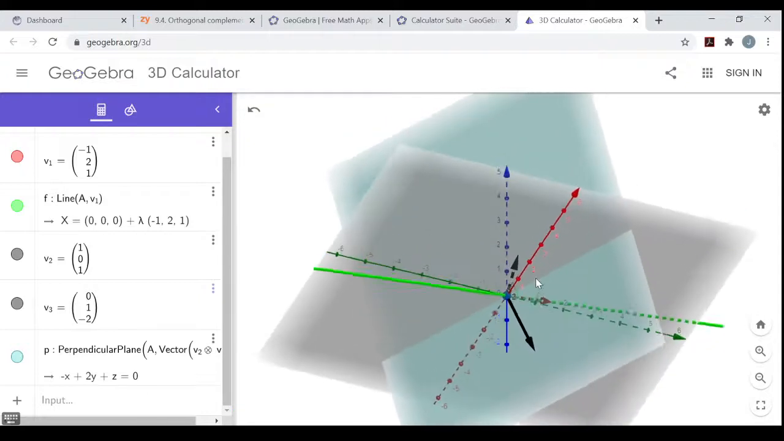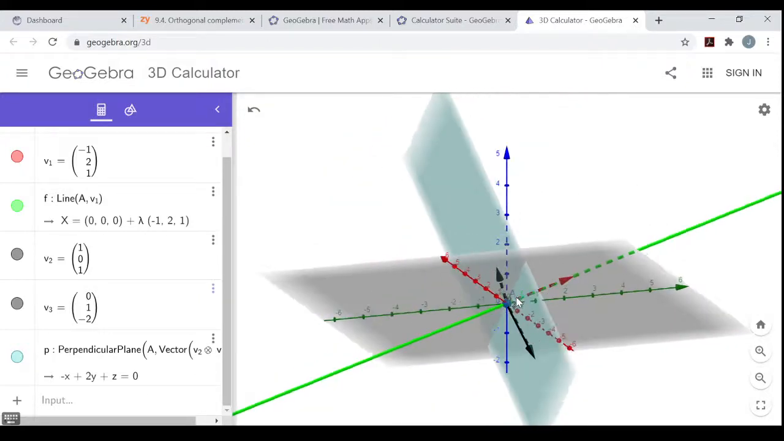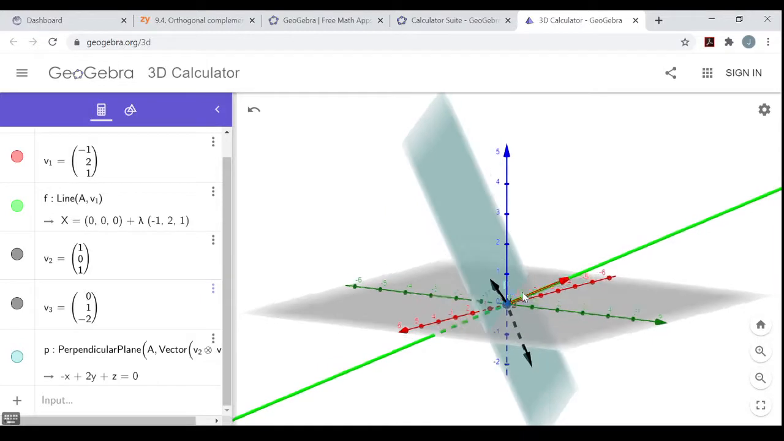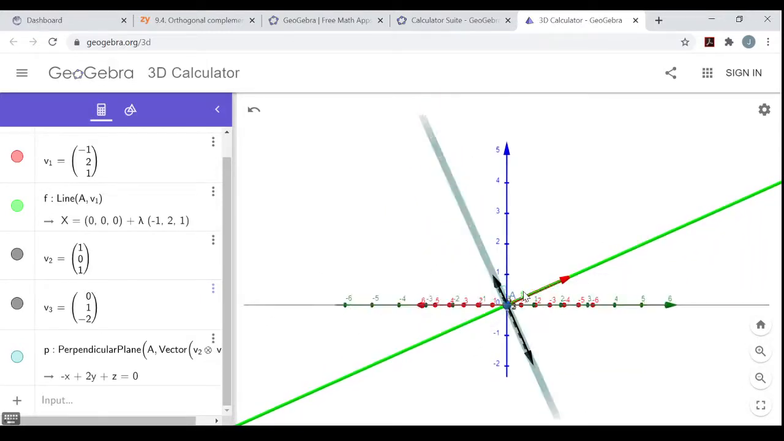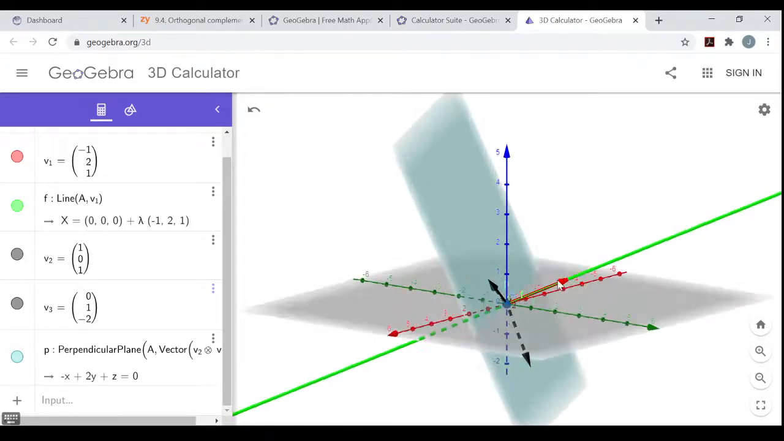Okay. And you see that these are orthogonal, right? Then you see the green line and the blue sheet form a 90-degree angle where they meet. See, maybe you can see it there. But yeah, the null space is the green line. The blue plane, the blue sheet, is the row space.